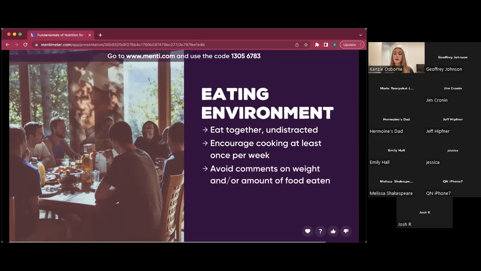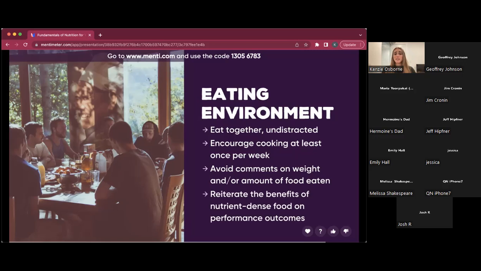Avoiding comments on weight and or amount of food eaten. Young athletes need to eat a lot of food. Not only are they growing, so they need more food than they expend on a daily basis, they are also expending extra energy while they're on the court. So some athletes need up to 5,000 calories per day. It can be a lot of food, and it is what they need. So ensure that there are no comments going out about weight or about the food eaten.